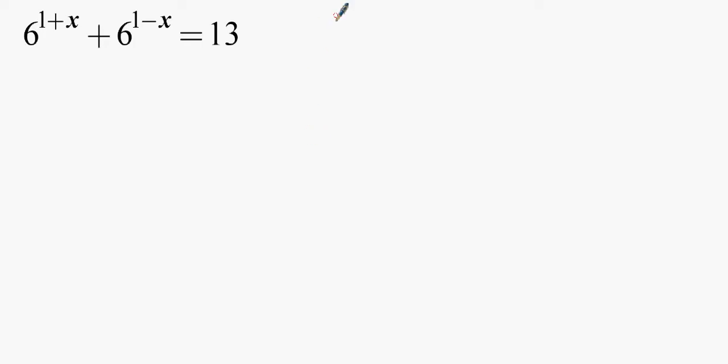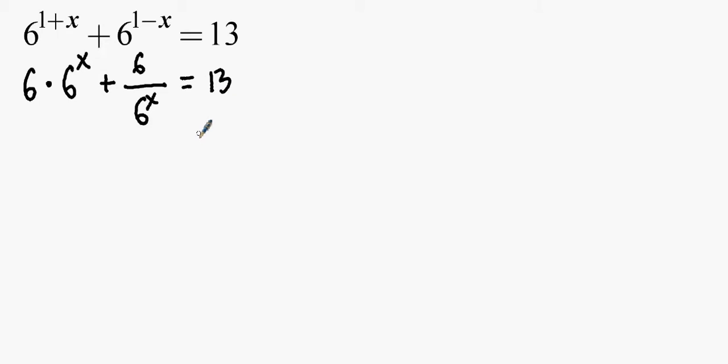Hello, so in this third example we are going to use our rules of exponent trick again. So I will rewrite this expression: 6 to the power of 1 plus x is the same as 6 times 6 to the power of x. And then 6 to the power of 1 minus x is the same as 6 divided by 6 to the x. And that equals 13.